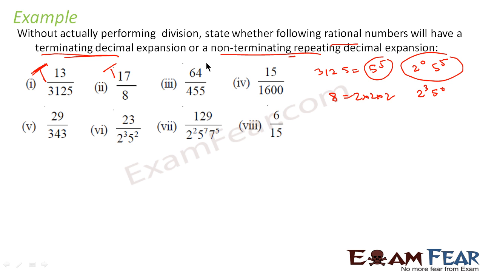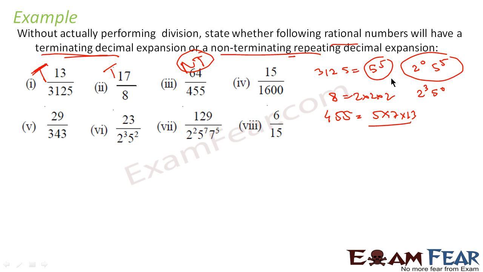Again there is no common factor. 455 I can write as 5 into 7 into 13. Thus we see that this is not of the form 2 to the power n, 5 to the power m. So we can say that this number is non-terminating, because 455 we can't write in this form 2 to the power n and 5 to the power m.